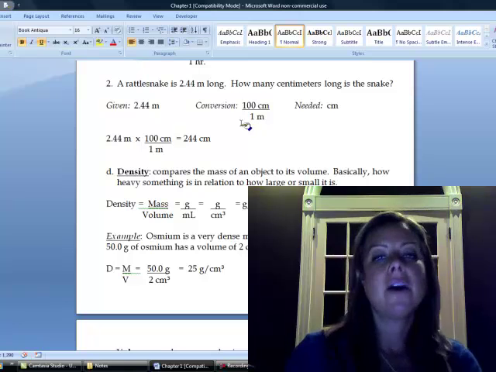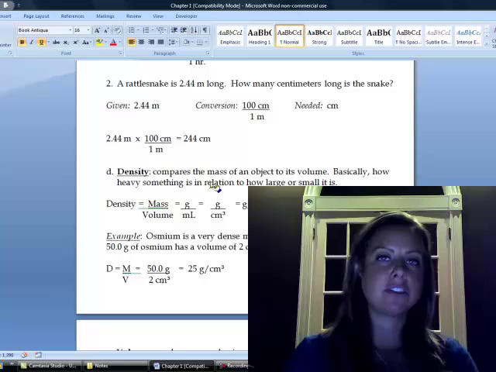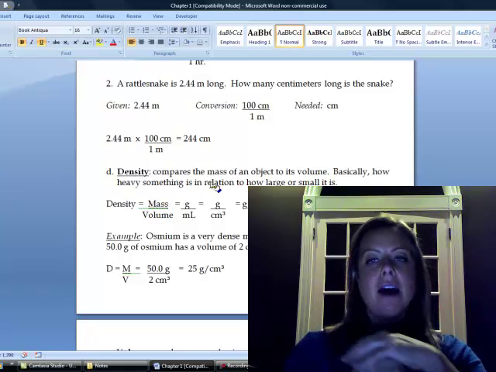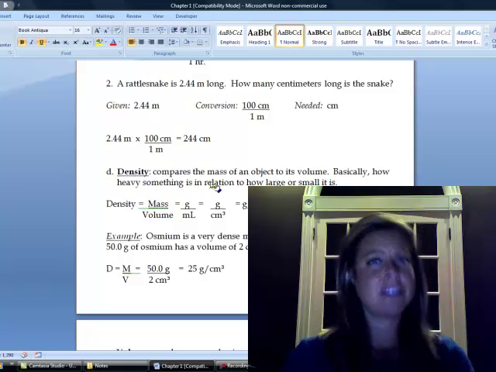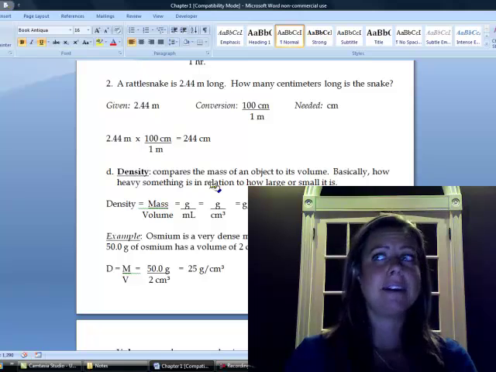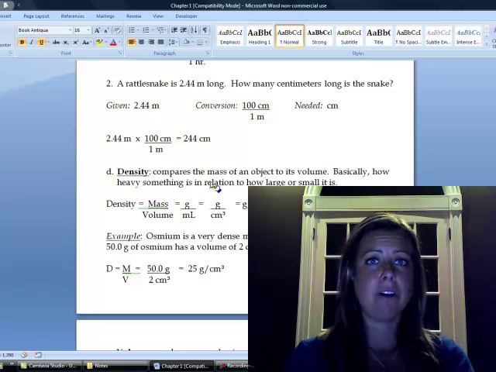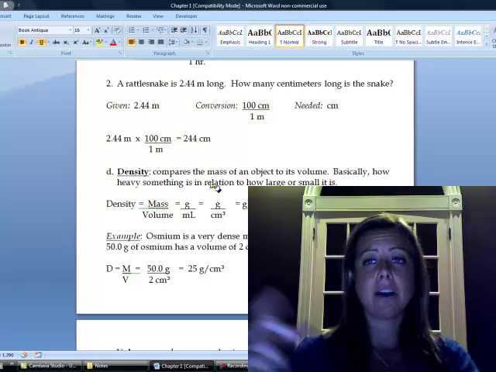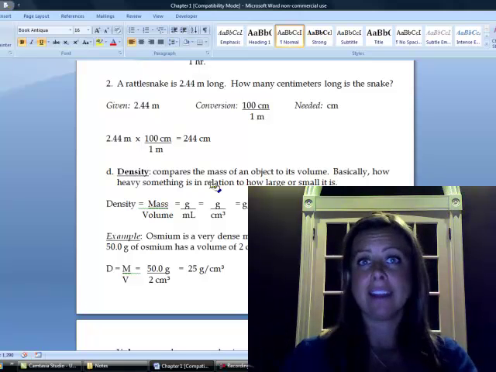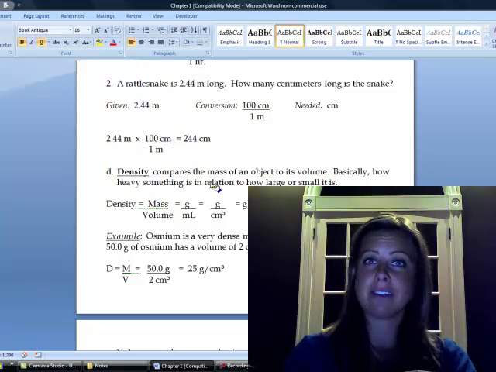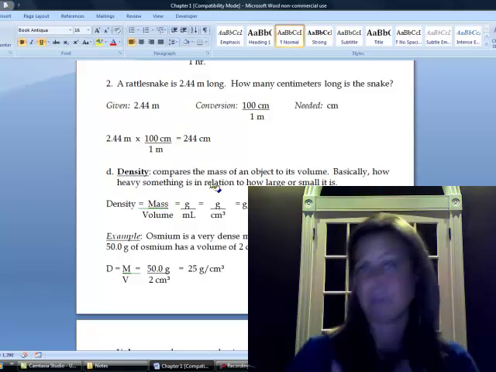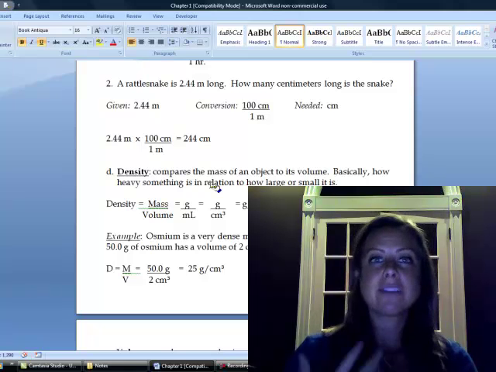Okay, next thing we're going to talk about is going to be density. Density is pretty interesting because it's just comparing the mass of an object to the actual volume. So basically how heavy something is in relation to how big it is. So let's say that I had a cup full of ping pong balls and I had a cup full of lead balls, and they're basically the same size. It's just that one is going to be less dense, right? Or if I had styrofoam or something like that. So that's what density is looking at.